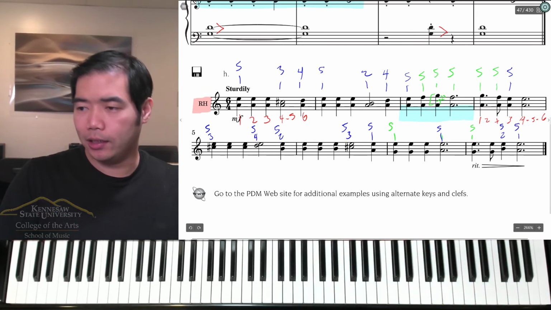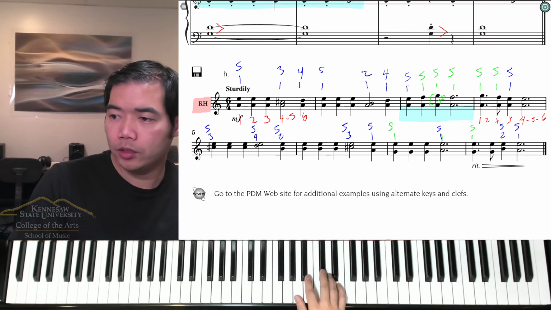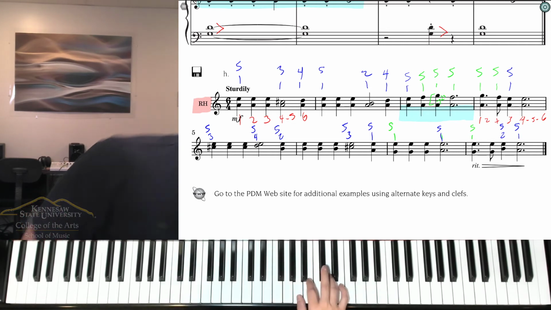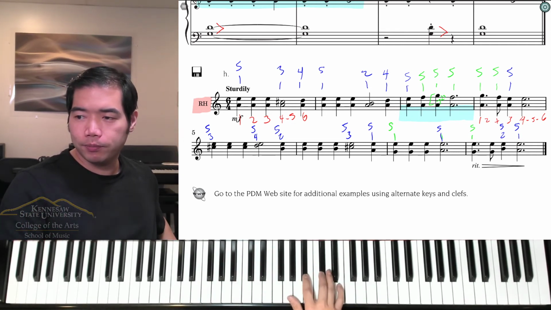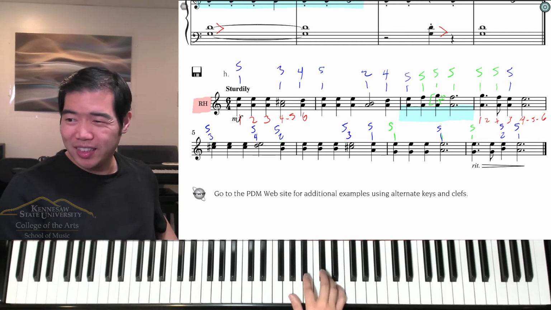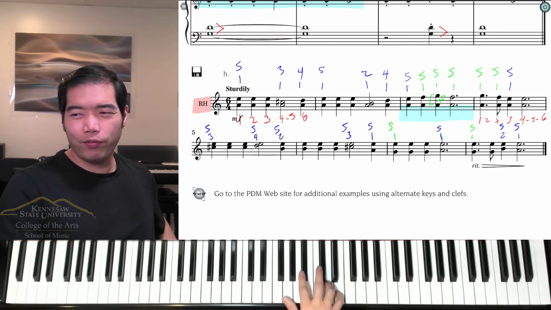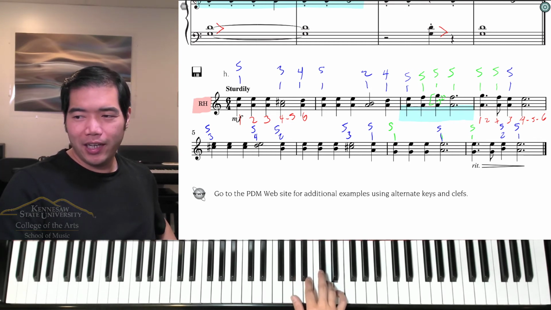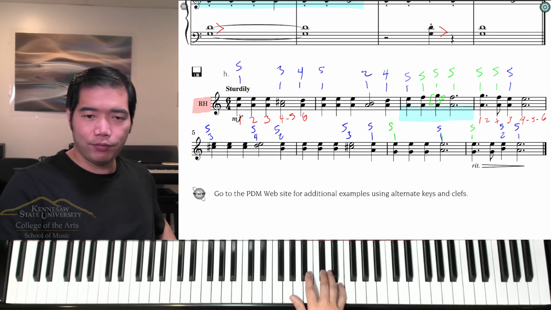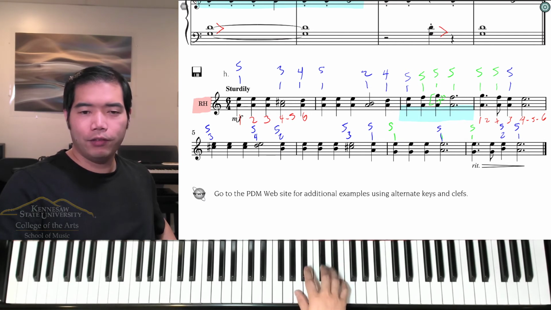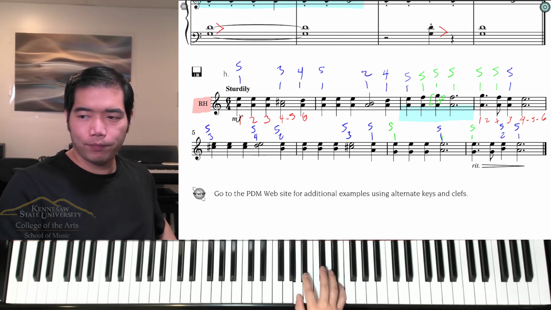Let's take a look at the second line here. So we're in A position, 3rd finger's on C sharp. We have C sharp, 3rd finger. E is 5th finger. Then it goes to a 2nd, D and E, which is 4, 5. And then B and E, which is 2, 5. Then back to C sharp, E, which is 3, 5. And then a 5th, 1, 5.